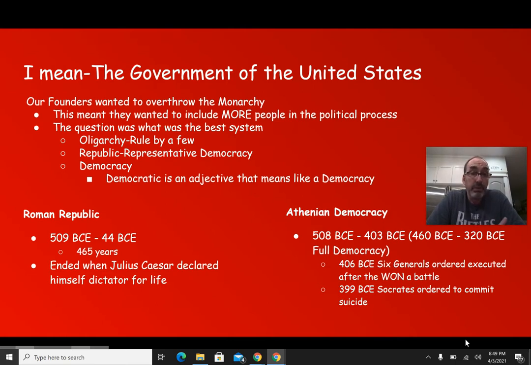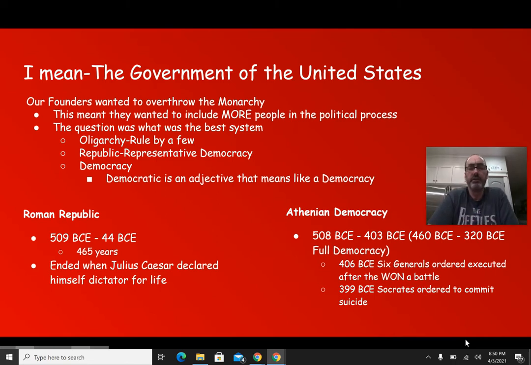Now, a republic is a representative democracy. A republic is more democratic than a monarchy or an oligarchy, but it's not a direct democracy. In a democracy, every person votes on everything. A representative democracy, or republic, is where we vote for people to vote for us. So they represent us, our needs and concerns.